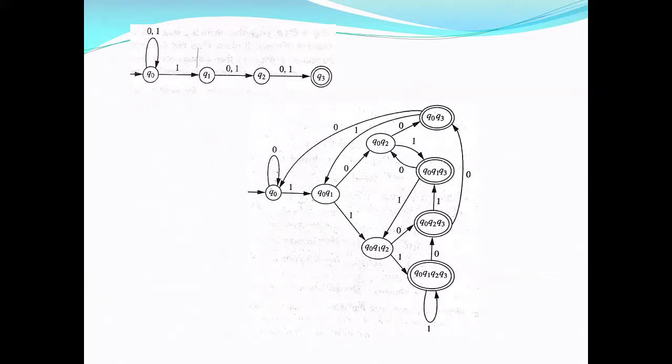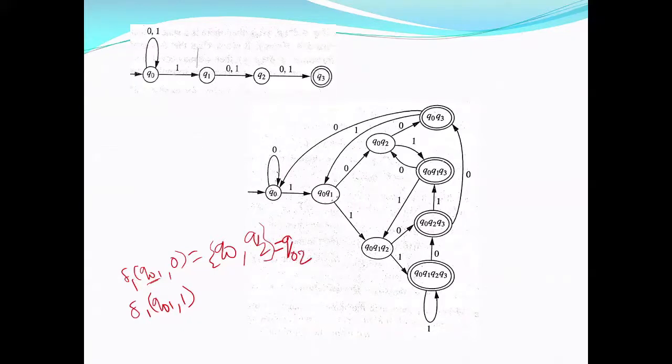Now you have to calculate delta of Q01 comma 0, then delta 1 of Q01 comma 1. For example, if I want to calculate for Q01 on 0, Q01 is equal to Q0 and Q1. So Q0 on 0 is Q0. Then Q1 on 0 is Q2. So you get Q0, Q2. This is a new combination which is not renamed. So I am going for Q02. You see Q01 on 0 is going to Q02.